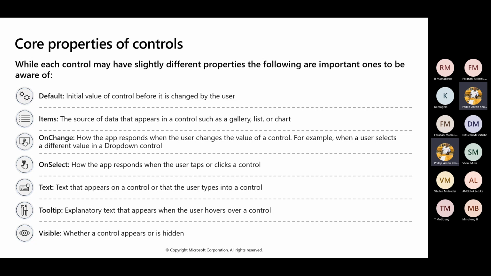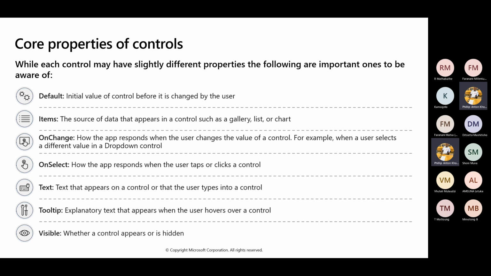And then we have on select. This is how the app responds when the user taps or clicks a control. The on select, we've already looked at it, and we will still look at it. And then we have text, which appears on a control or that users type in a control. So you should know of that property.